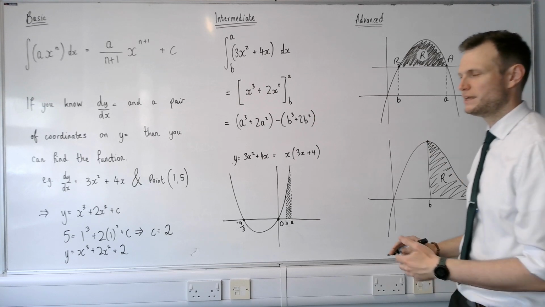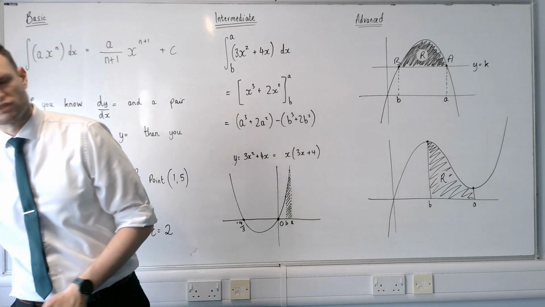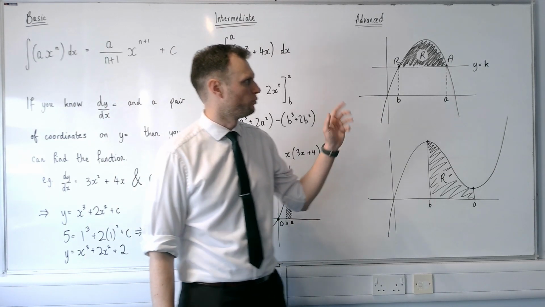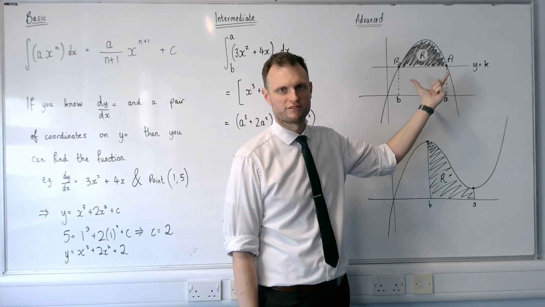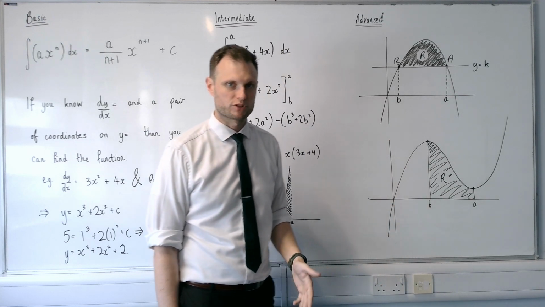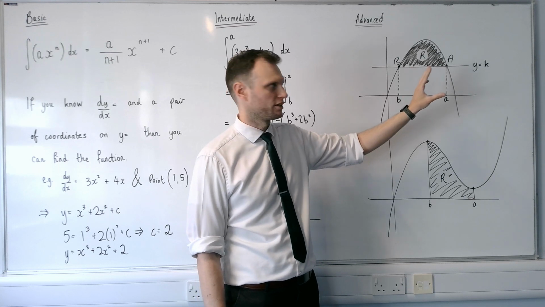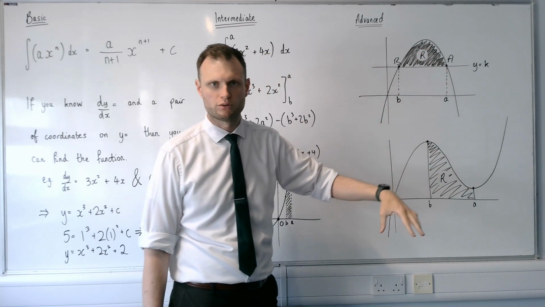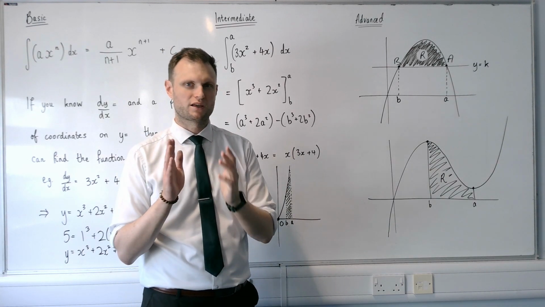Okay, but each question is different. So just look carefully at where you want to integrate between. So normally you want to find some points of intersection and then integrate between those. And then normally there's some kind of geometry going on. You have to take away a rectangle or a triangle or something. But you want to integrate between the curve where you want it.